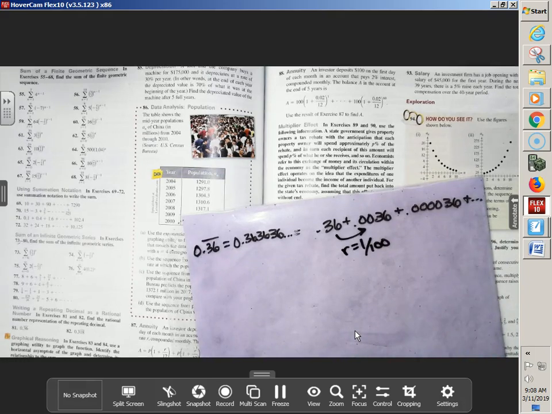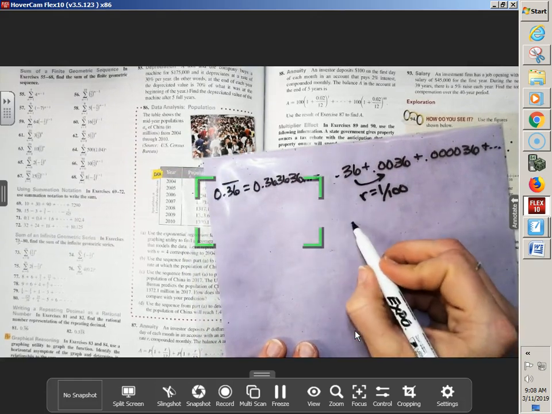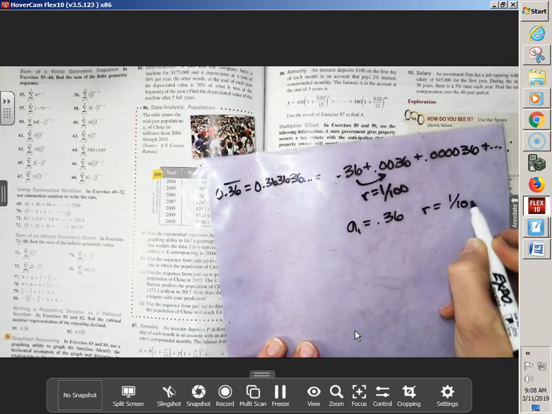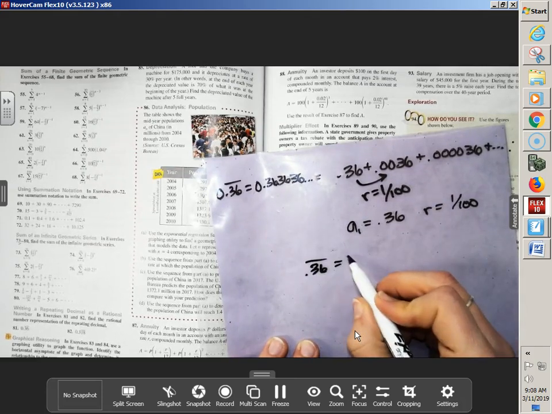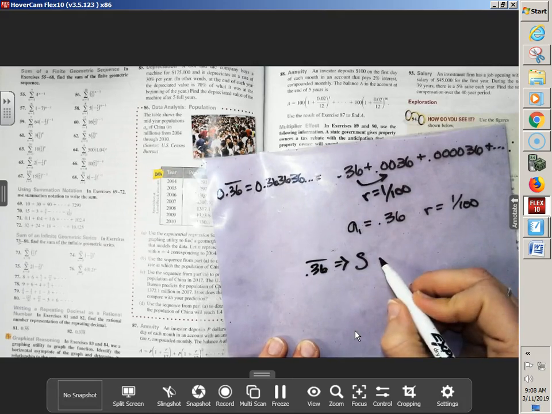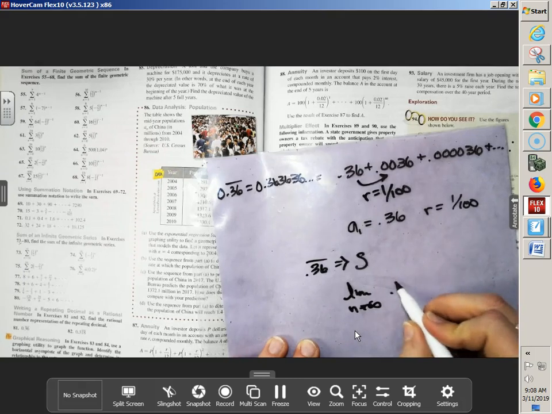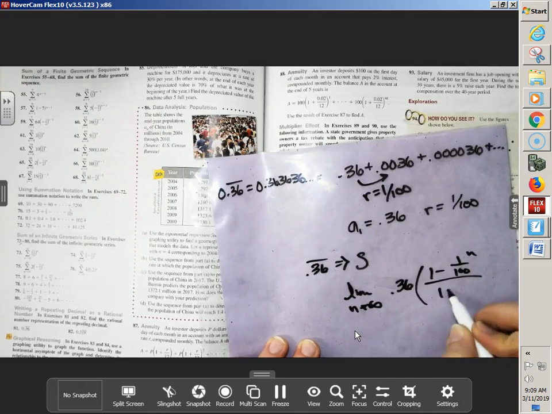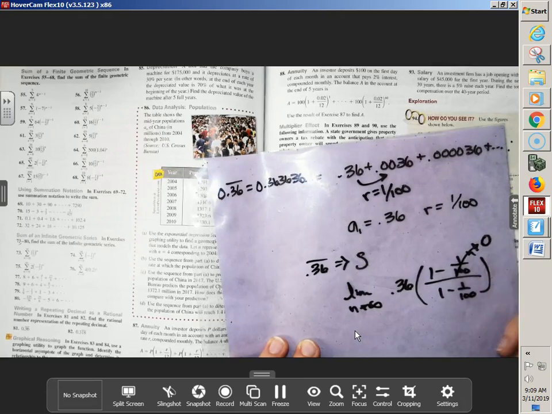2 decimal places, which means I'm dividing by 100 every time. Oh. So couldn't I say that a sub 1 is equal to 0.36 and r is equal to 1 over 100? And if I'm trying to get the infinite repeating decimal, I'm trying to find the sum, which is the limit as n goes to infinity of my a sub 1 times 1 minus r to the n all over 1 minus r. I could actually make my formula again and be like, you're going to 0.